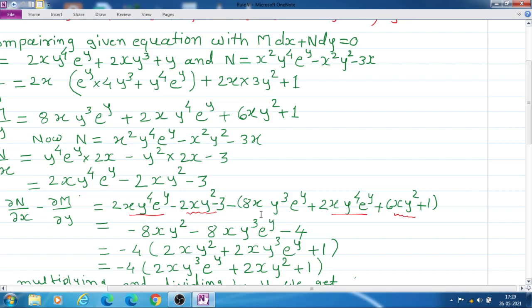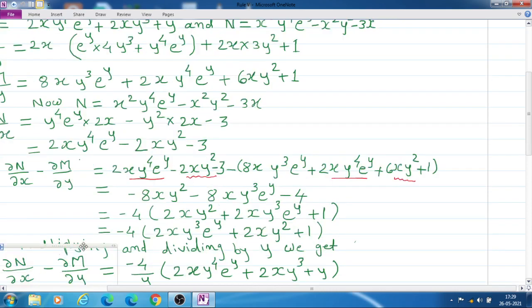Next in the bracket there are 8x y cube e raised to y, and the minus sign is outside the bracket, therefore we write minus 8x y cube e raised to y, and the remaining term in the bracket is plus 1, that means it is minus 1. Here in the first term there is minus 3, so minus 3 minus 1 we get minus 4.